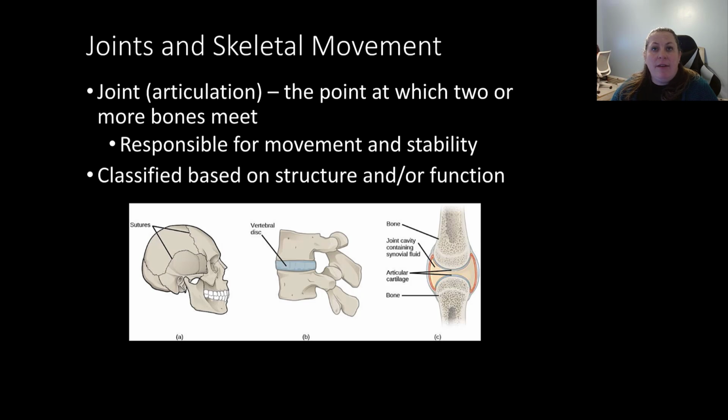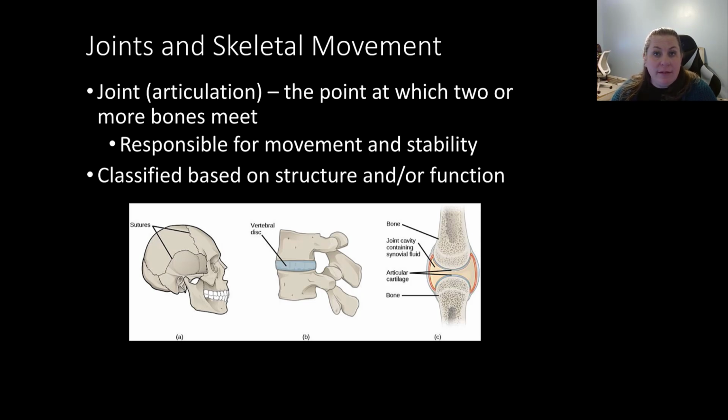This idea of how bones are articulated and put together creates something called joints. Joints are known as articulations. It's the point in which 2 or more bones meet together, and they are responsible for movement as well as some stability to your skeleton. When we look at joints, they are classified a lot of times based on their structure and or their function. So it could be both.